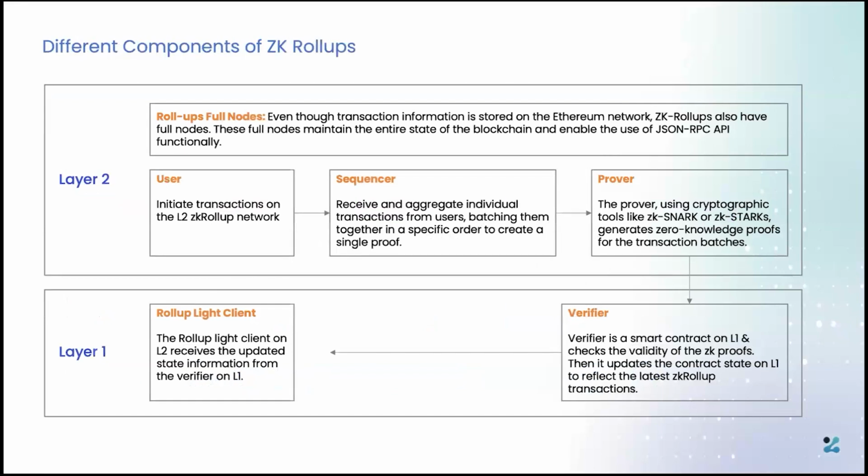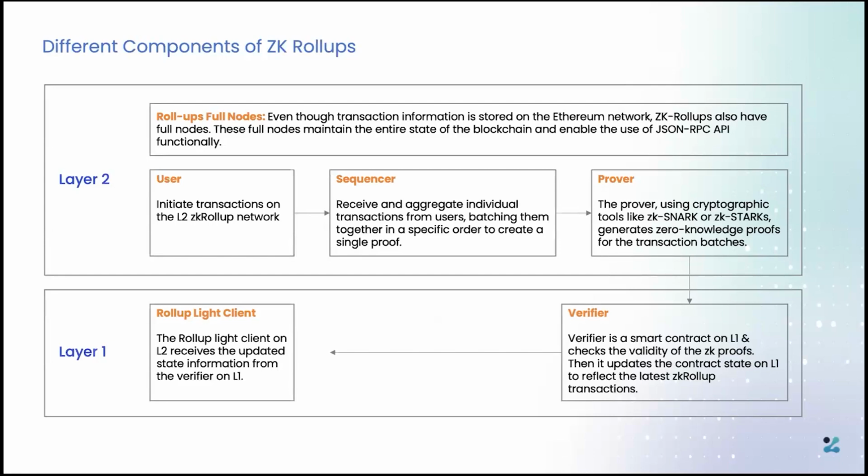So users initiate transactions on the rollup, and then there is a sequencer which basically receives and aggregates all the individual transactions, creates a batch, and then puts them into a specific order. And then the prover plays a very important role in the case of ZK rollups. The prover uses cryptographic tools like ZK SNARKs or ZK STARKs to generate zero knowledge proofs, which are validity proofs that ensure all the transactions being submitted are completely valid. And then the prover submits these validity proofs on the main chain, on the layer 1. And on the layer 1, there's a verifier smart contract, which checks the validity of ZK proofs.